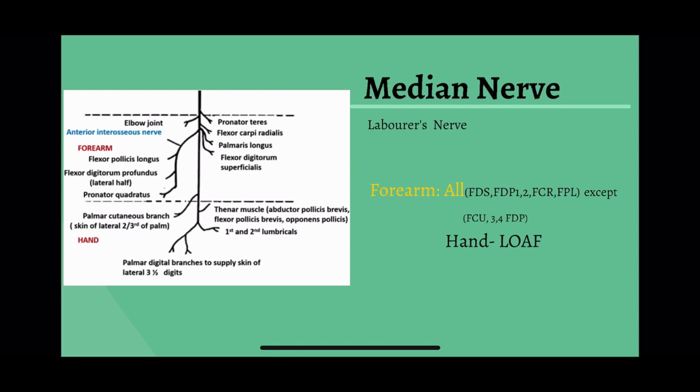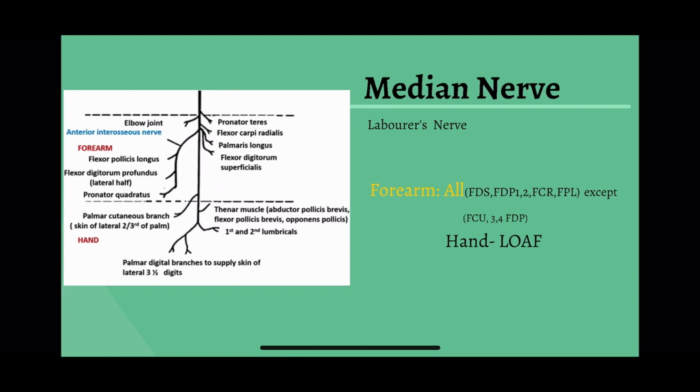Okay, and in the hand, which is the territory of the ulnar nerve, median nerve supplies the thenar muscles, that is LOAF. LOAF is an acronym for lumbricals, opponens pollicis, abductor pollicis brevis, and flexor pollicis brevis. We generally get confused if it's abductor or it's brevis. We remember the mnemonic LOAF, but we don't remember the full form. In fact, we call it half LOAF.